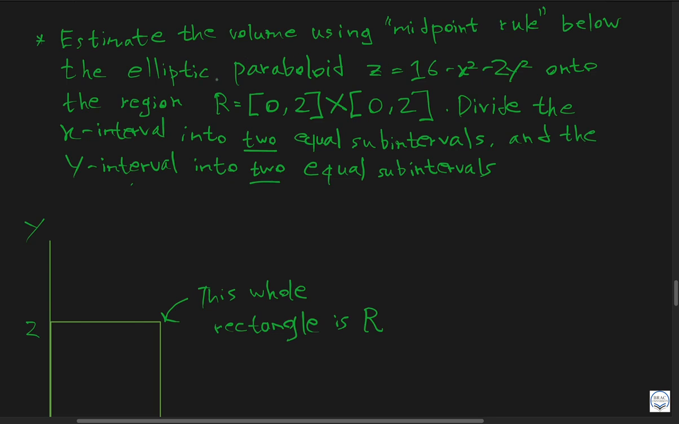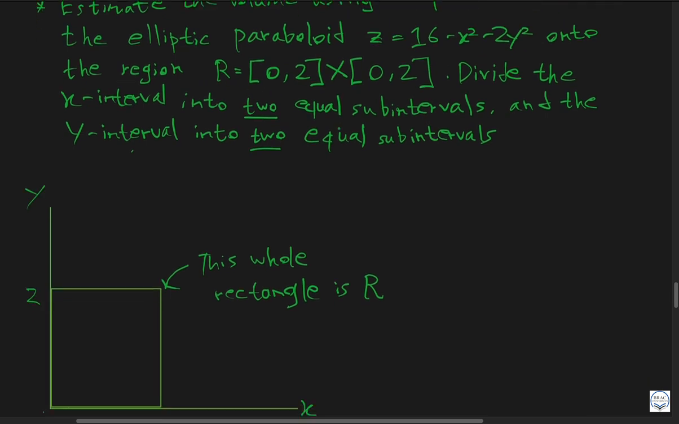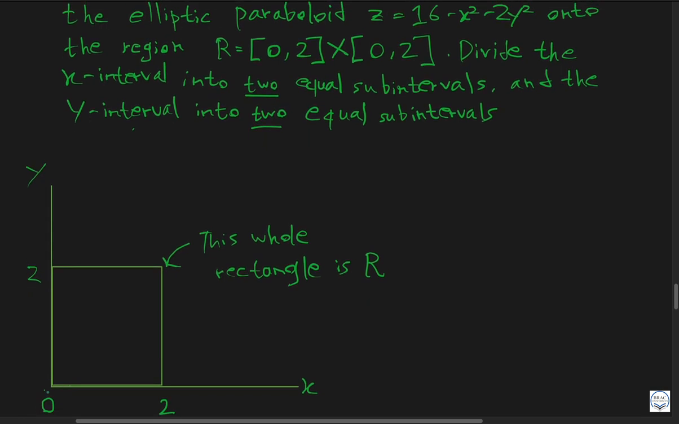Now we will do a problem. The problem reads as follows. Estimate the volume using the midpoint rule below the elliptic paraboloid z equals 16 minus x squared minus 2y squared onto the region R equals x interval from 0 to 2, along with y interval from 0 to 2. Divide the x interval into 2 equal subintervals and the y interval into 2 equal subintervals.